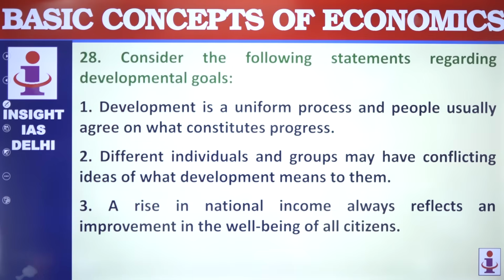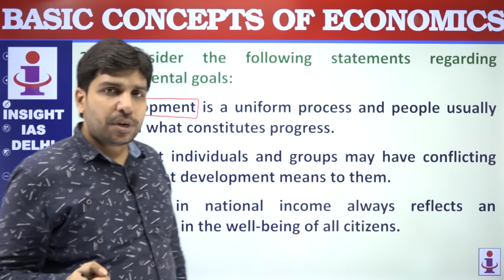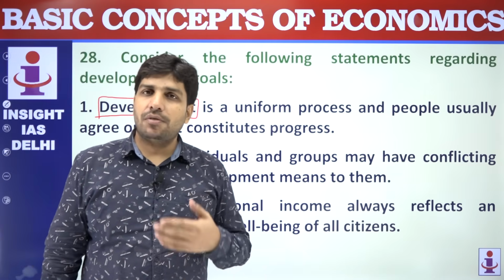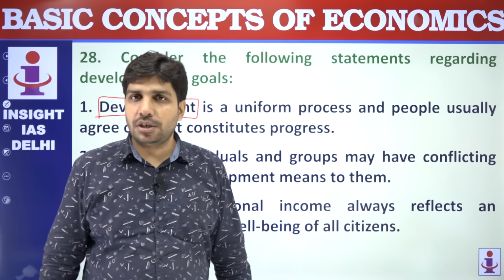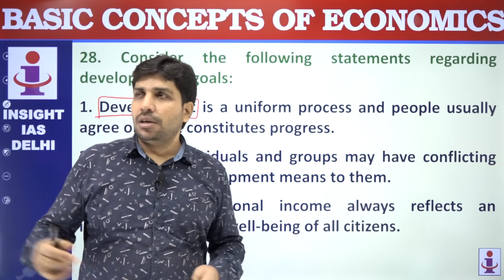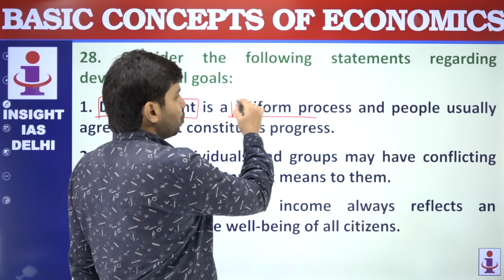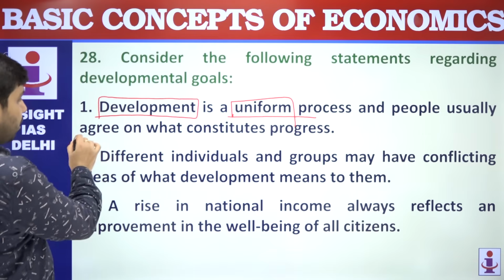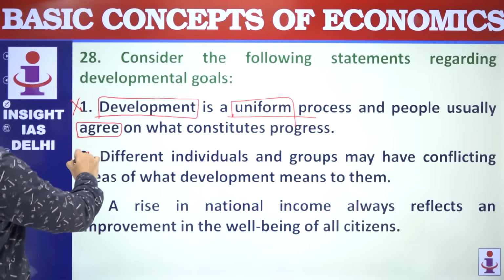Next question is developmental goals. Development is a uniform process and people usually agree on what constitutes progress. Development is very subjective. As we discussed a while ago, development is about quality. What is development for me might not be for you. You may consider development as residing in an air-conditioned room. I may consider development as residing near a village area full of greenery. So development is not a uniform process, certainly not. People also do not agree very easily on what development constitutes. Different individuals and groups may have conflicting ideas of what development means to them. Yes, it is very subjective.